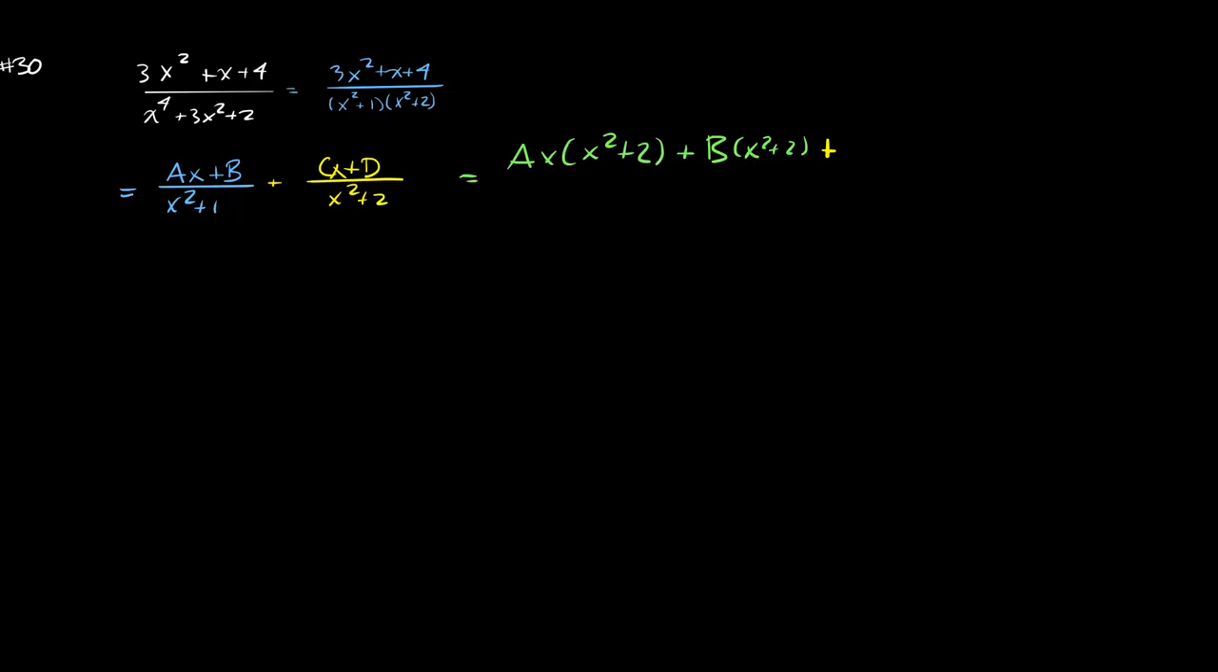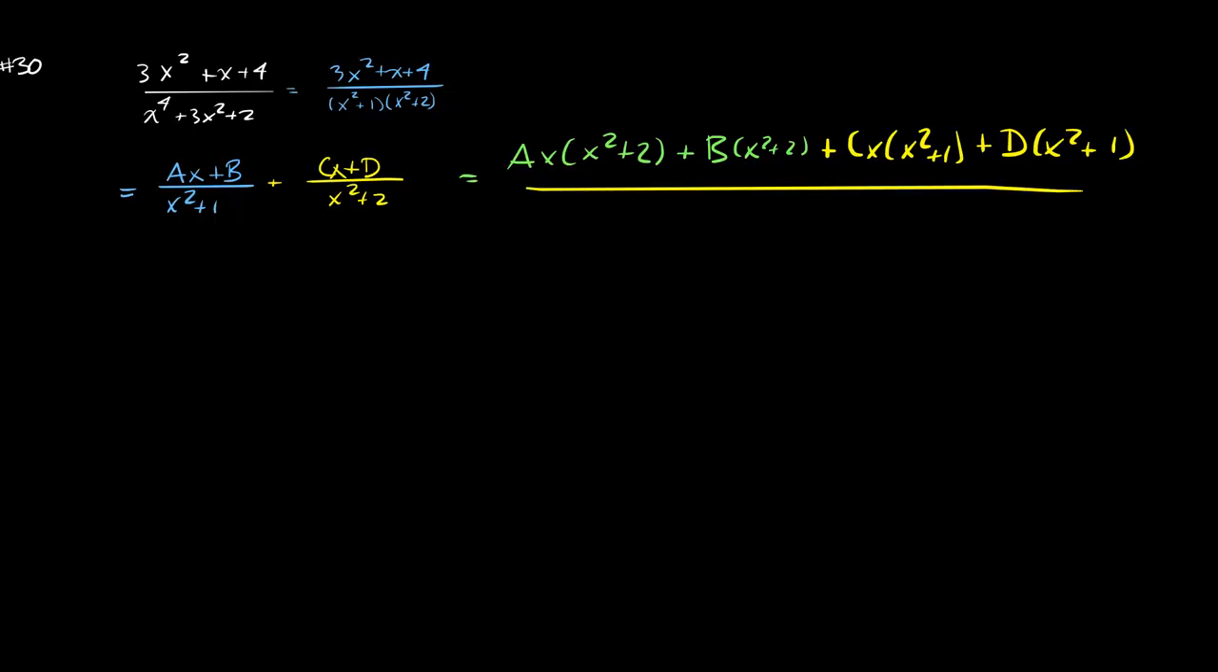Following that, we're going to have the cx times x squared plus 1, and we're going to have the d times x squared plus 1 as well. And all that will be over the original denominator of x squared plus 1 times x squared plus 2. Now is a great part where we're going to match up.